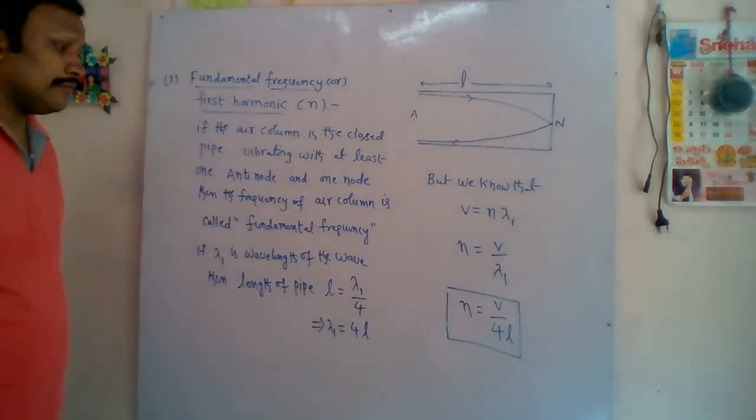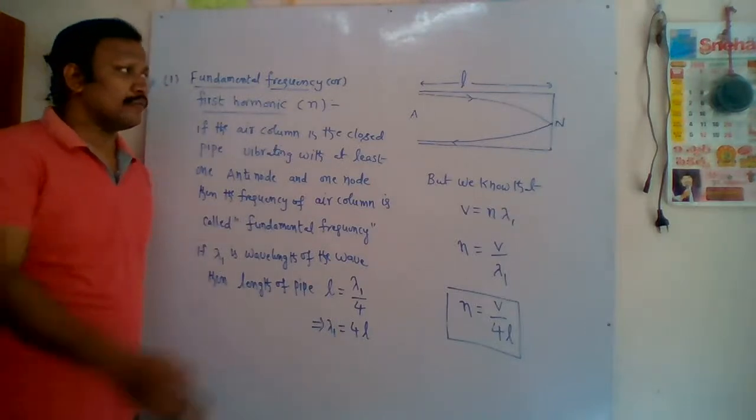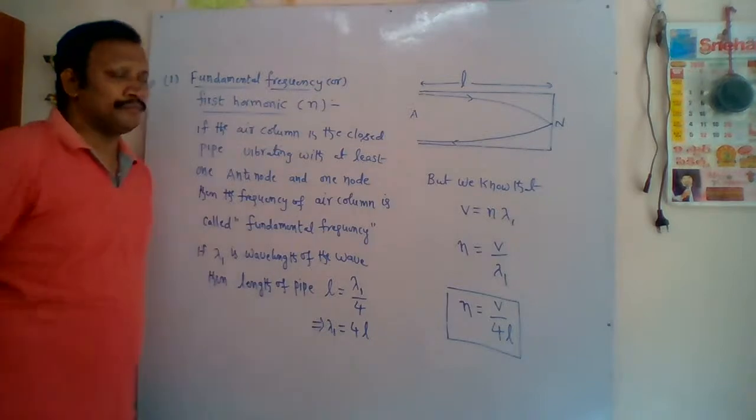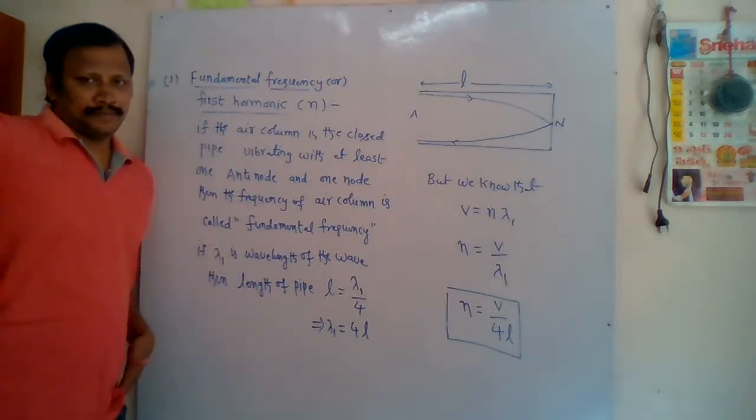Velocity of sound in air. V value how much here? Velocity of sound in air is 330 meters per second. Here the sound wave is passing through that pipe with some velocity, that is 330 meters per second.